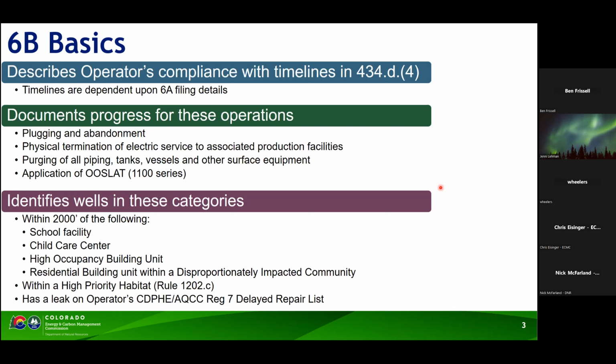And then finally, it'll identify wells in the following categories: those falling within 2,000 feet of a school facility, childcare center, high occupancy building unit, or residential building unit within a disproportionately impacted community, wells within a high priority habitat as defined by 1202C, and any out of service wells that have a leak reported on the operator CDPHE AQCC Reg 7 delayed repair list.